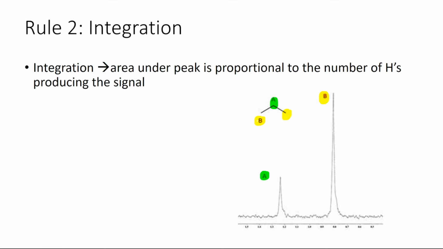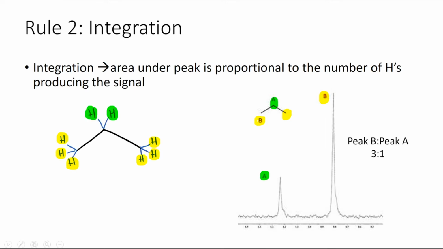Rule 2 deals with integration. Taking the integral of these peaks will give you the area under the peaks, and we find that the ratio of the areas under the peaks are proportional to the number of hydrogens producing that signal. Let's look at an example. Here's propane, and it has 2 different hydrogen types, and therefore will produce 2 peaks on an NMR spectrum.